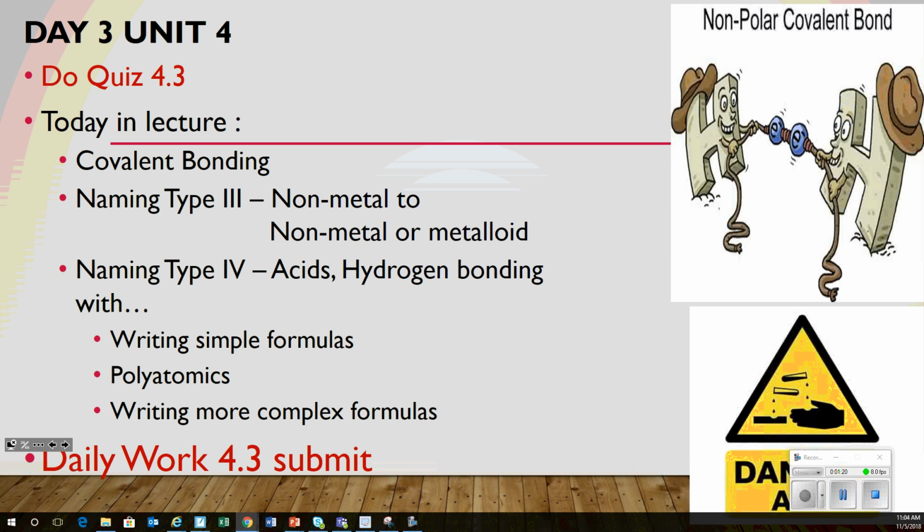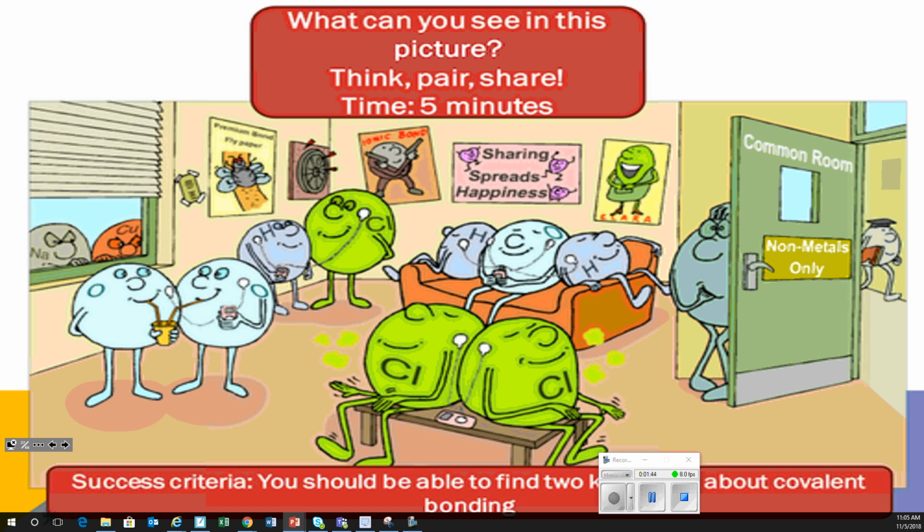So today, nonpolar covalent, sort of like a tug of war. And then down here at the bottom, we're going to be working with acids. So here we go. First thing, I want you and your person, whoever's sitting at the table with you, to look up here and sort of just observe. What do you see? The success criteria for this is you should be able to find 2 things about covalent bonding from this picture that you can tell me about.